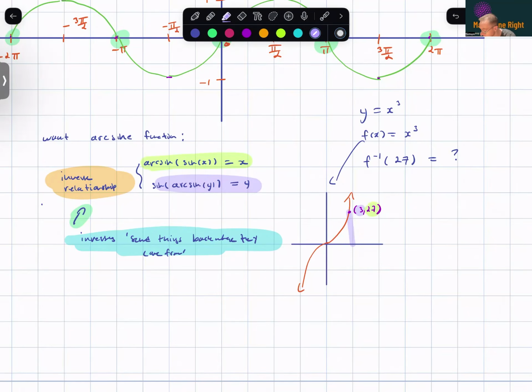3 got sent to 27. So f inverse of 27 is equal to 3. And it's that simple. So the cubing function has a nice inverse, right? F inverse of x is the third root of x, or x to the 1 over 3 if we do it in exponential form. And it looks like this. It maps every x to its third root.